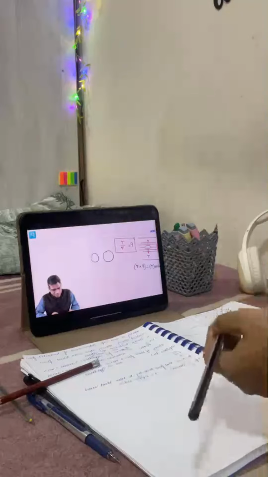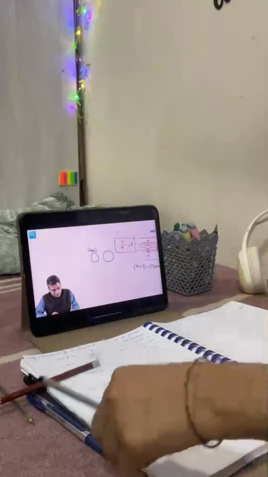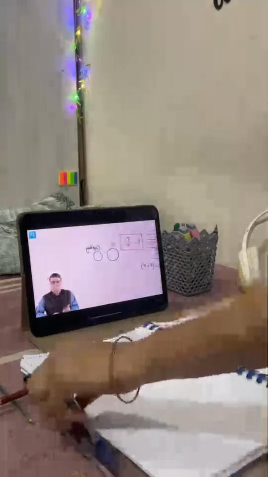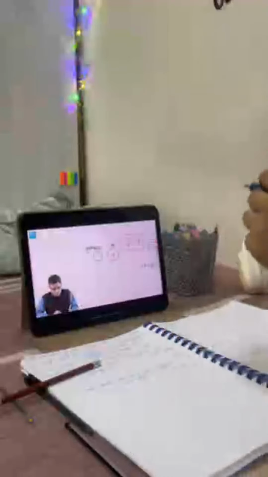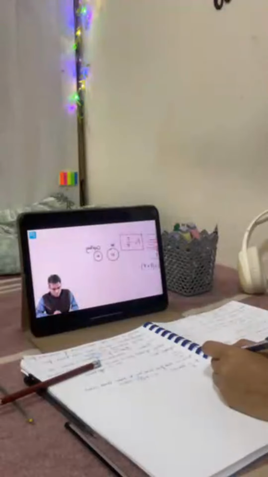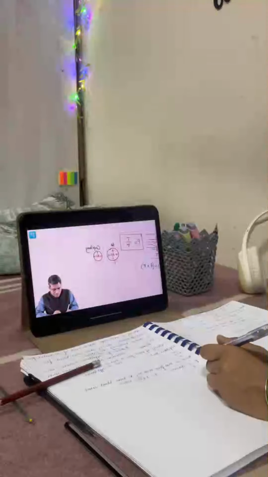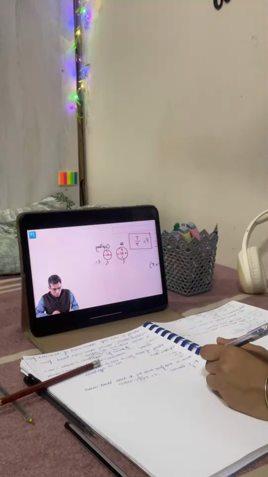Suppose the small diameter vessel is a capillary, and this large diameter vessel is an arteriole. In both of these vessels, I have given a luminal pressure of 25 millimeters of mercury. That means P1 is equal to P2. Luminal pressure is the same in both these vessels.